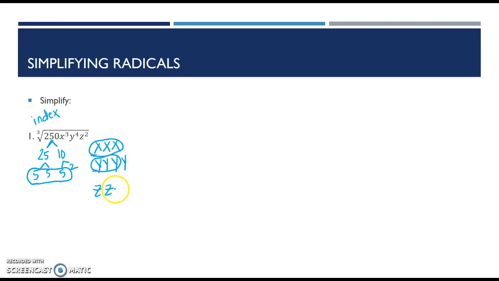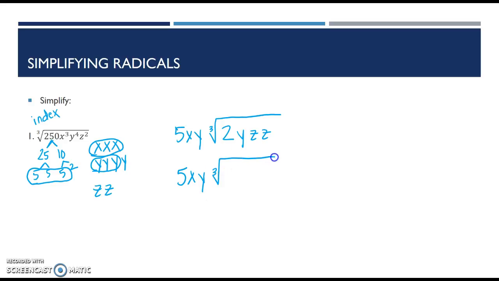For everything that you circle, you're going to pull 1 out. So I'm going to pull out a 5, an x, and a y. And I've still got my cube root. Under my radical, I've got this 2 that I didn't circle, a y, and 2 z's. Then I just multiply. 5xy. I'm going to rewrite. I can't simplify that. Then I'm going to have 2yz squared. That's as far as you can go.